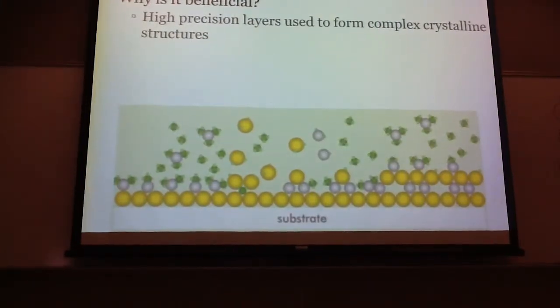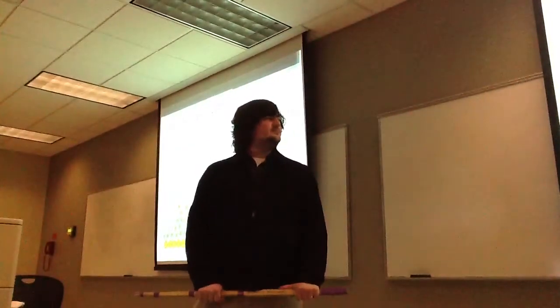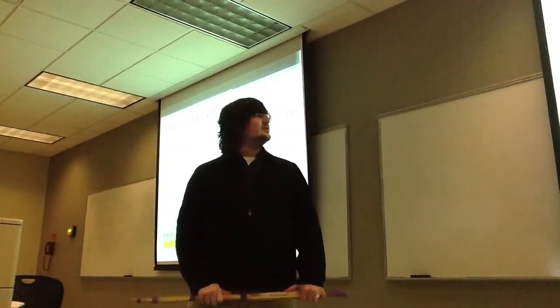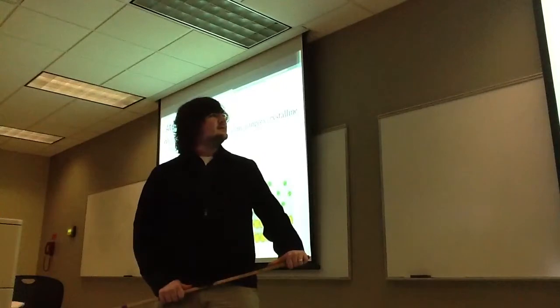And one of the variants of chemical vapor deposition I'm going to be discussing today is atomic layer chemical vapor deposition. And why is it beneficial? Why do we use atomic layer? And that's because we can use atomic layer deposition to be very precise in the kind of substrate and the kind of layers we want to form on our substrate. We can have precision down to the angstrom or the micrometer level.